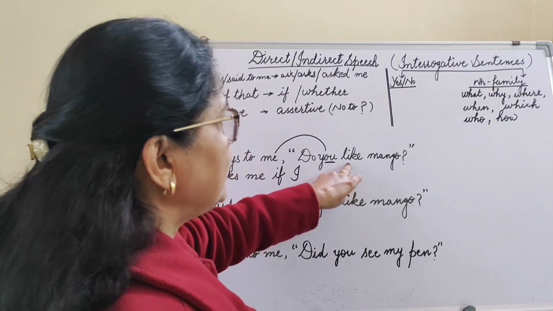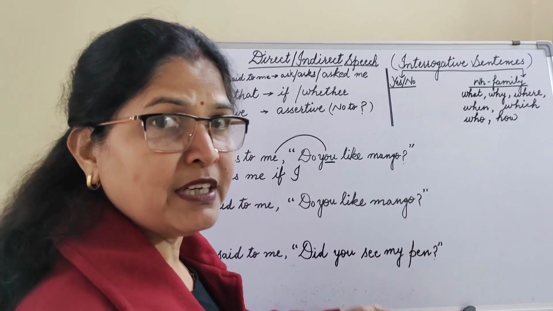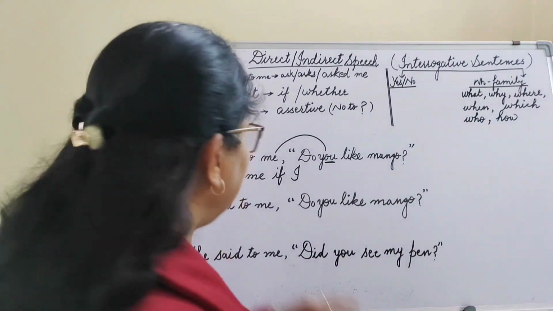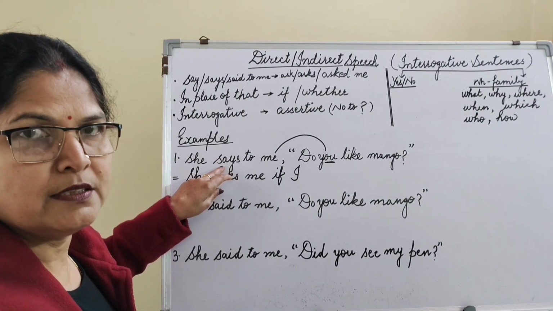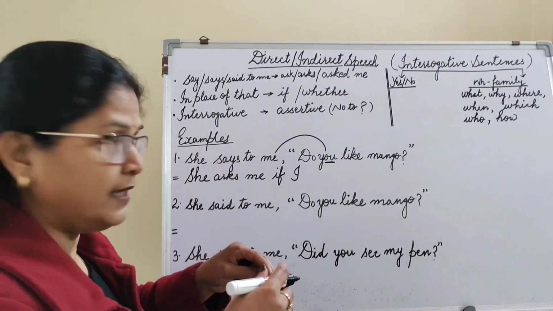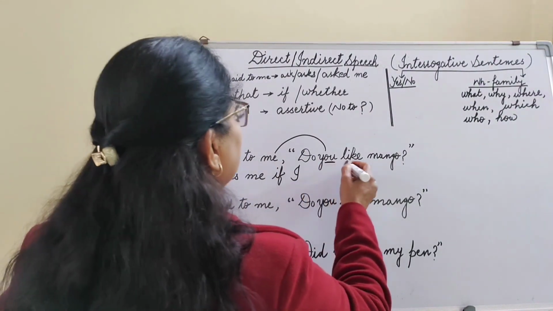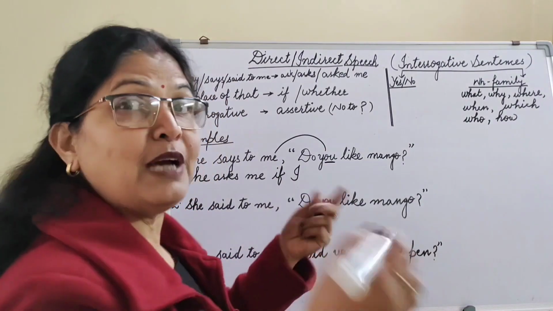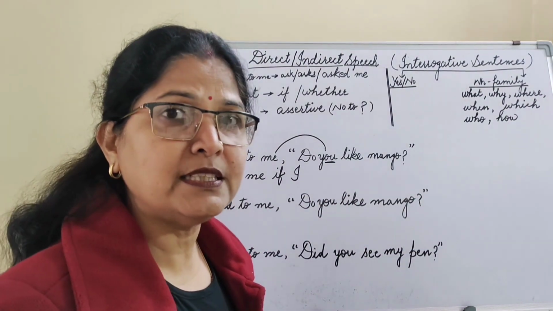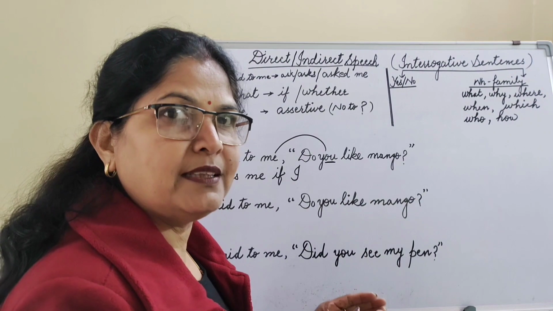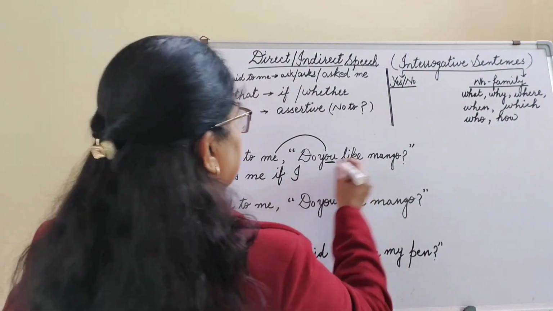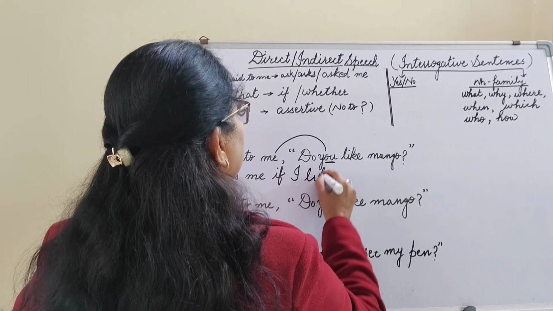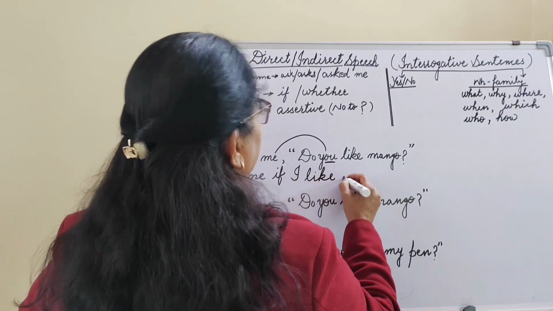now this is in present tense. So we will remain in the present tense only. Why? Because reporting verb is in present tense. So everything you have to correlate. Alright. So do you like? Now question to assertive sentence. And assertive sentence, how do we make? Subject and then verb. Subject and then verb. So I then like mango.